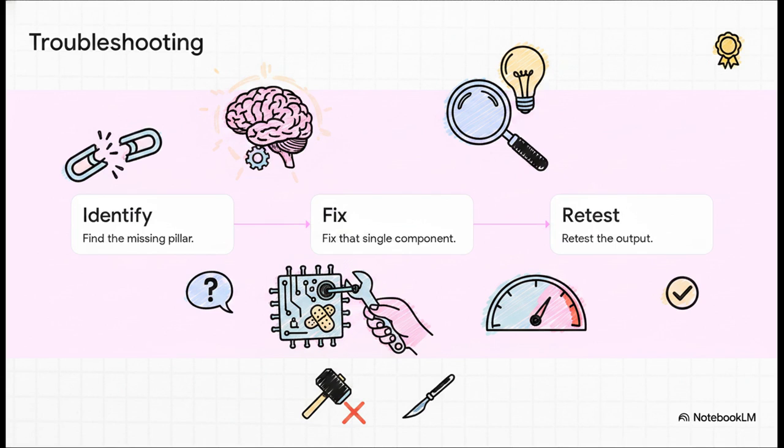Look at the bad output and ask, did it lose the tone? Okay, I need to fix the role. Did it give me a paragraph instead of a list? I need to fix the format. You diagnose the single missing pillar, refine that specific component, and then retest. It's a surgical approach, rather than just taking a sledgehammer to it.